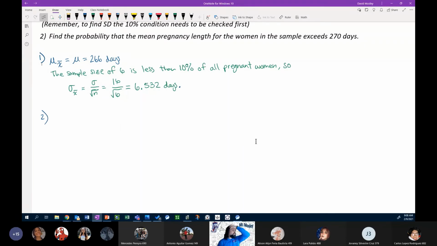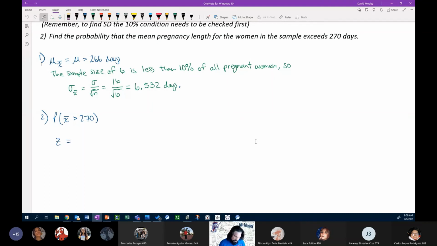And find the probability that the mean pregnancy length for the women in the sample exceeds 270 days. So then we are finding the probability, right, that X bar is greater than 270. So that involves now doing a normal calculation, right? So we need to standardize 270 based on the mean and standard deviation that we just calculated.